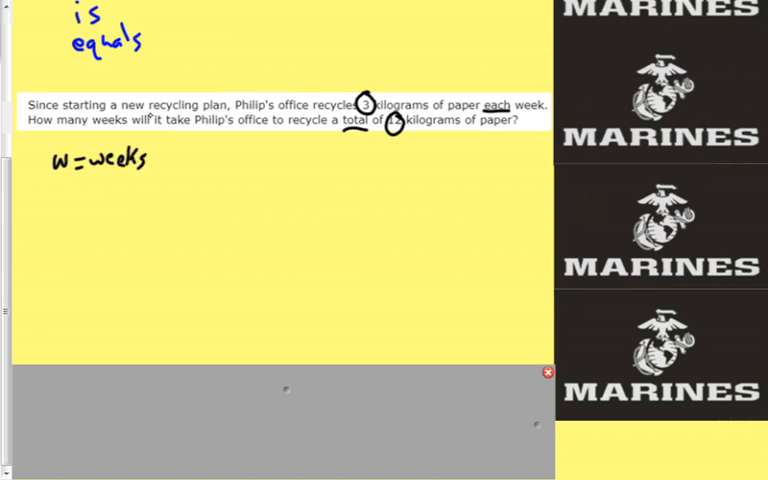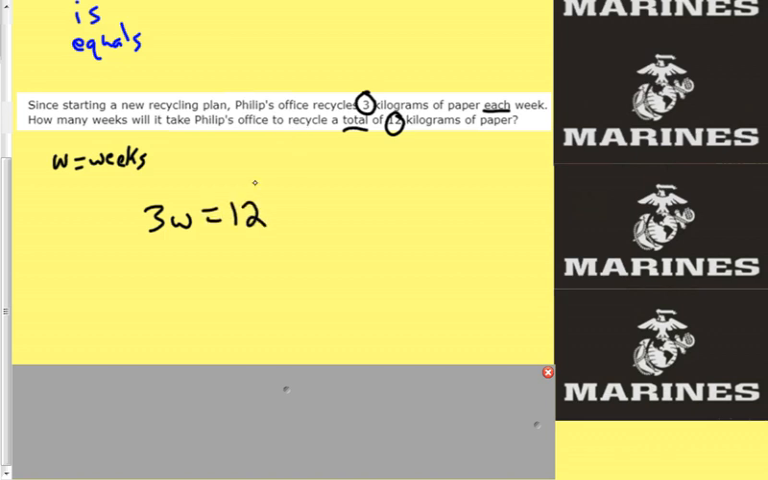And let's just go in order, see if it works in order. Phillips office recycles 3 kilograms of paper each week. So each, we said, oftentimes is multiplication. So let's say 3 each week, 3W. And then how many weeks will it take Phillips office to recycle a total, so equals 12.